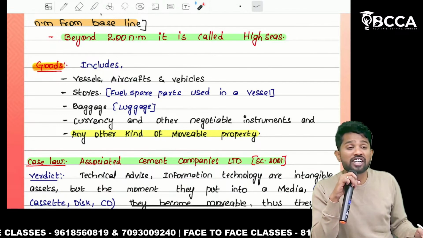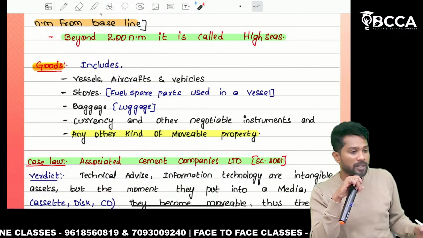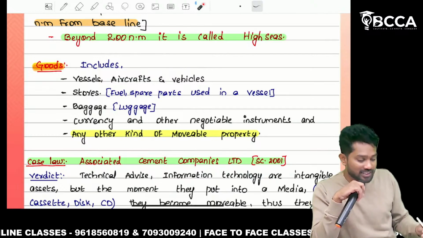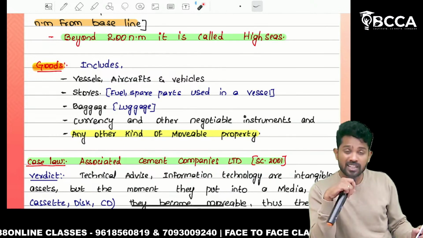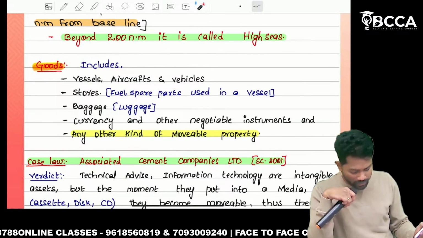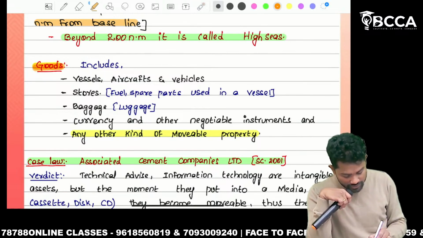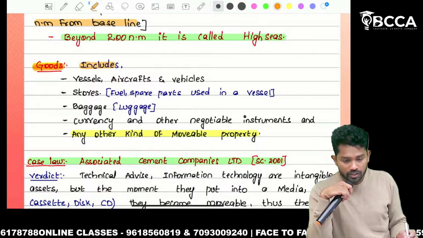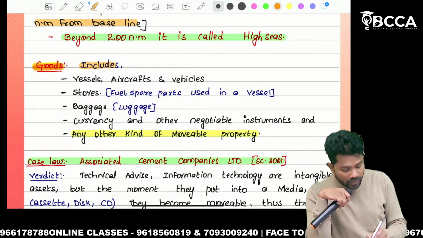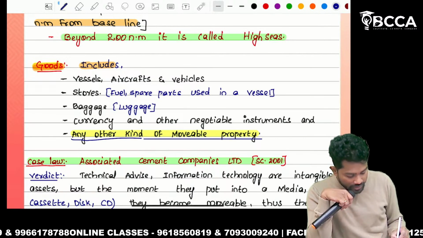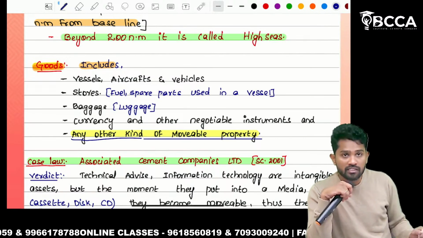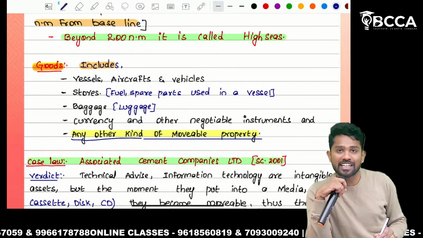Goods means every kind of movable property. That's what is mentioned in GST: every kind of movable property. Here they are not saying it's just movable property. They are starting with the definition of "includes". But if you look at the last sentence, here also they are saying any other kind of movable property. First, they are mentioning certain names.